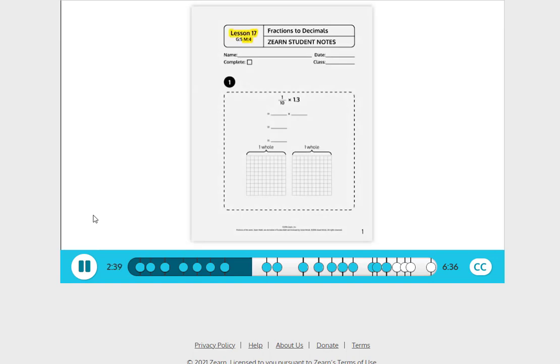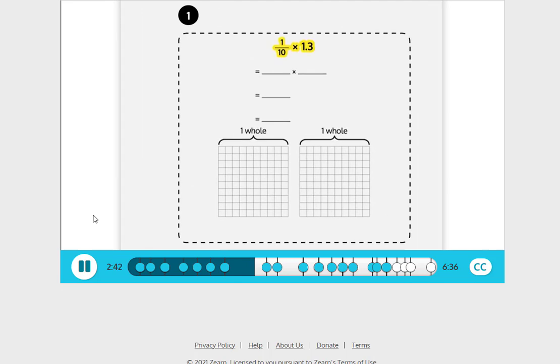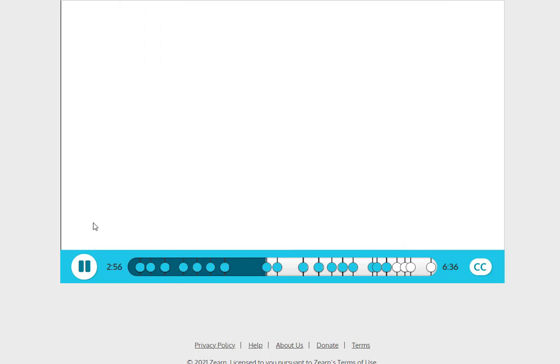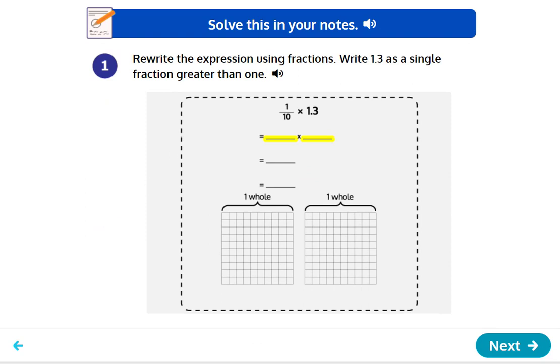Today we're working on Mission 4, Lesson 17. 1/10 times 1 3/10. First, rewrite this expression using only fractions here. Write 1 3/10 as a single fraction greater than 1. Okay, so let's think about this a little bit. First of all, we know that 1/10 is already a fraction, so we don't have to do anything to that one. We can just write 1/10.